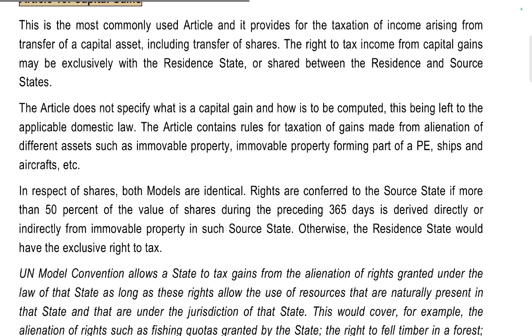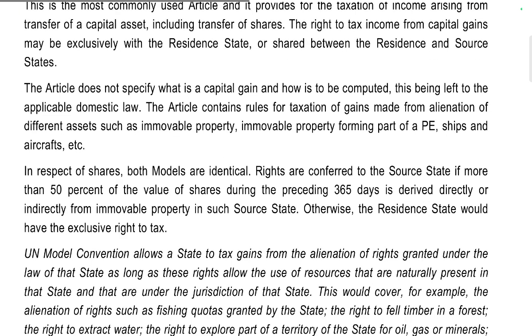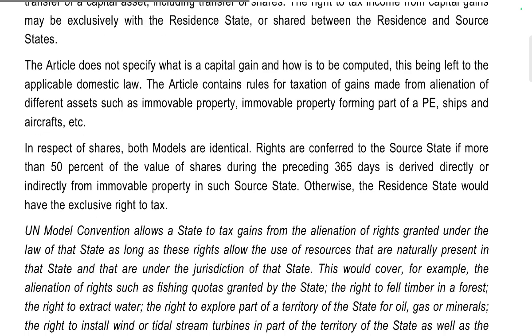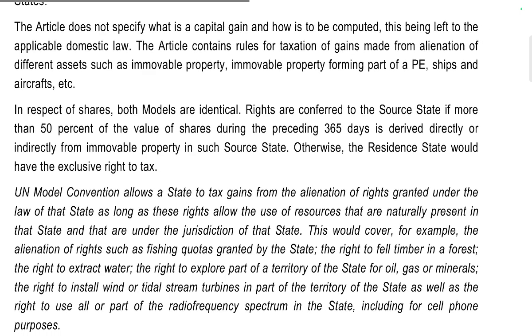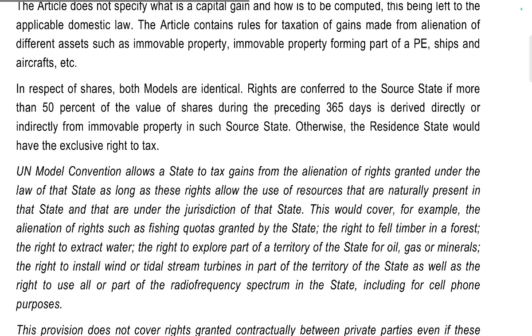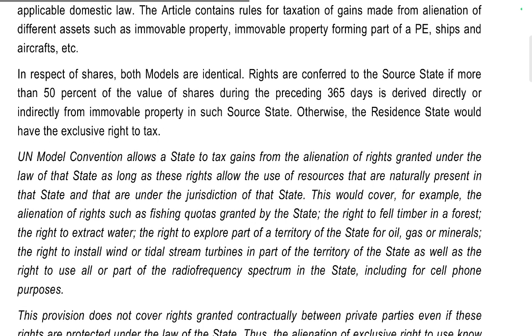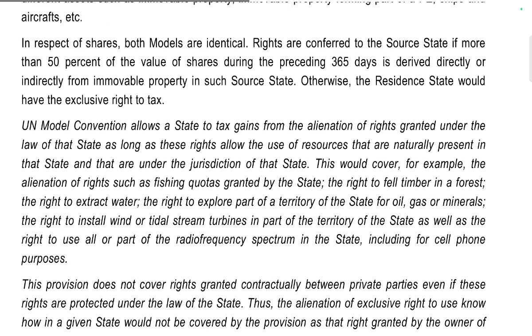The article contains rules on the taxation of gains from the alienation of different assets, such as immovable property, property forming part of a PE, ships and aircraft. In respect of shares, the models are not identical. The right is conferred on the source state if more than 50% of the value of the shares during the preceding 365 days is derived directly or indirectly from immovable property. Otherwise, the residence state would have the exclusive right to tax.